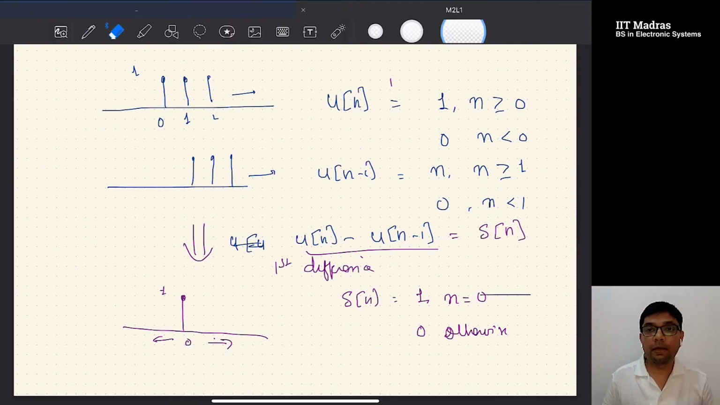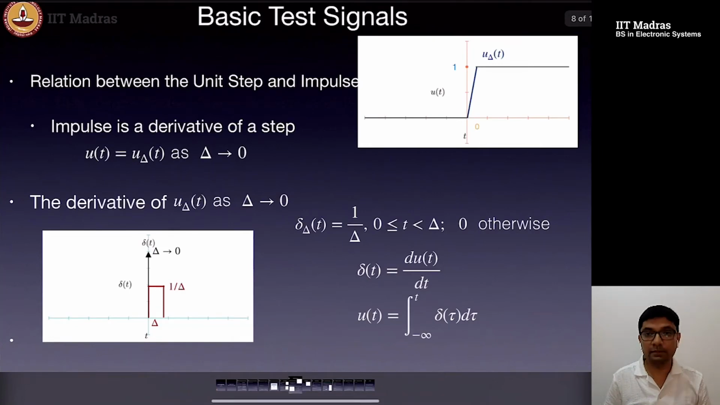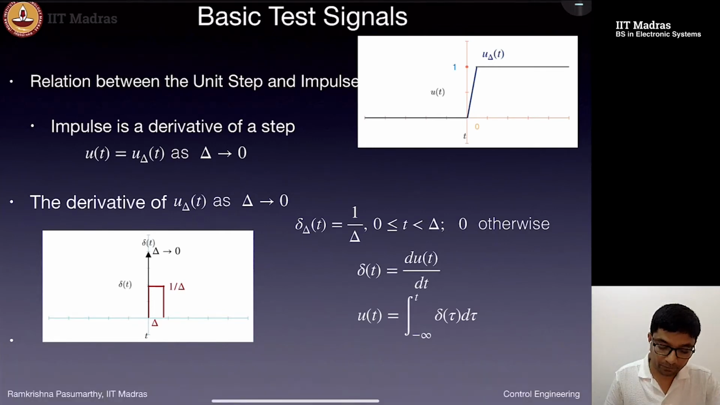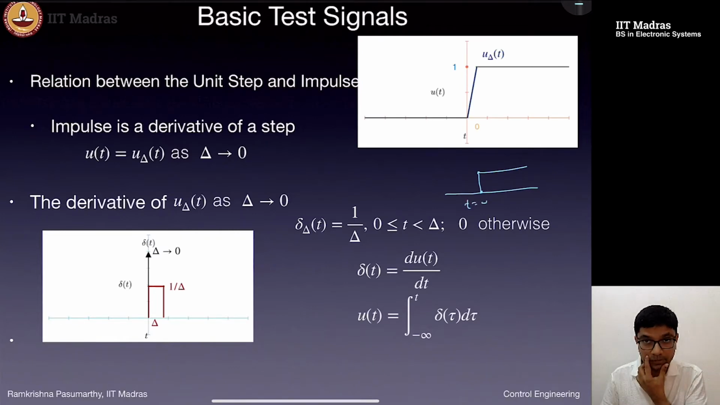Okay. Now I can make a similar analogy and see what is the notion. So here I have some kind of a notion of differentiation, right? If I do a similar analogy, I must be able to say that my impulse should be some kind of a derivative of a step. Of course, the problem arises because there is a discontinuity at t equal to 0, and this function I cannot differentiate.